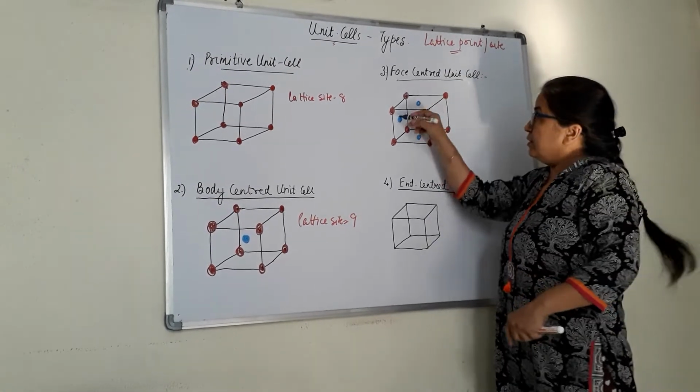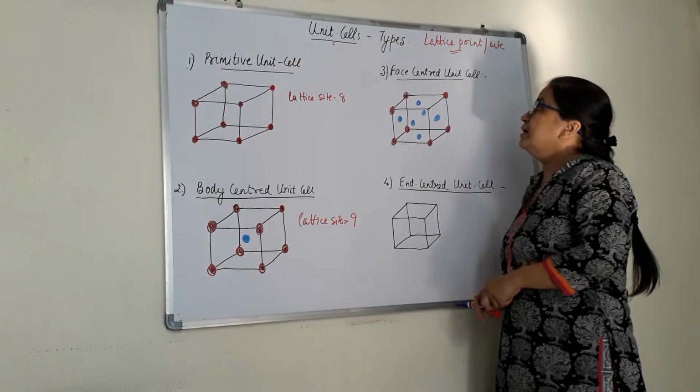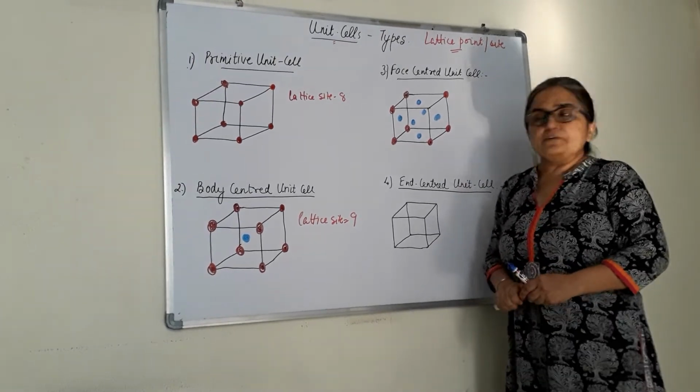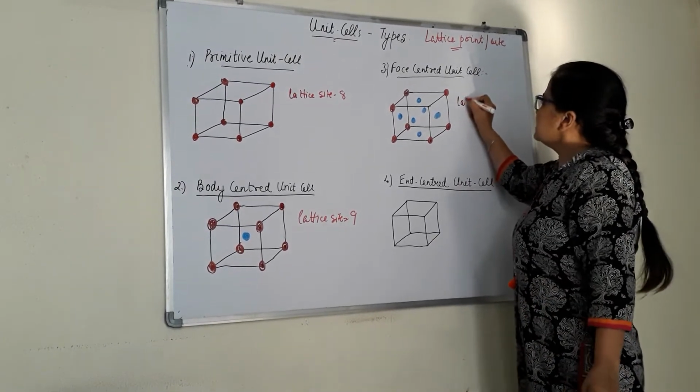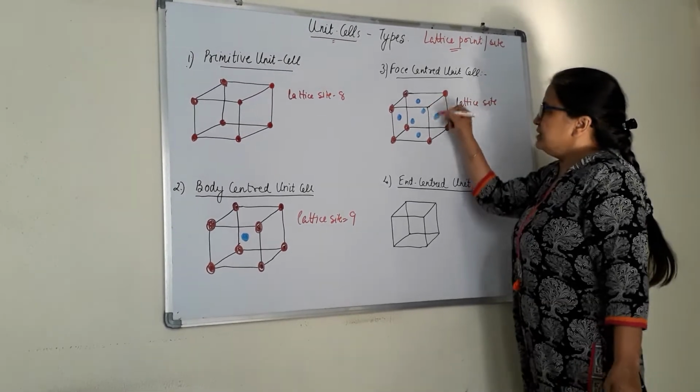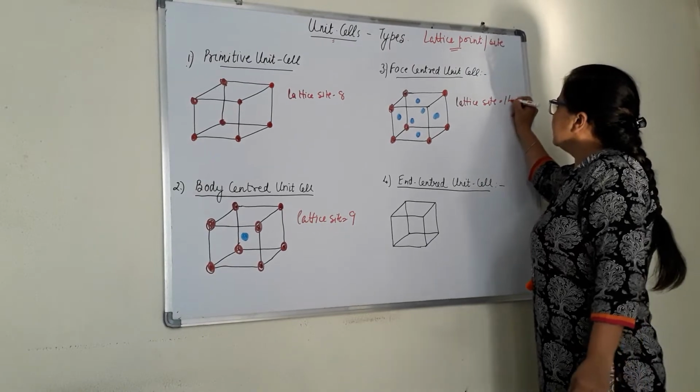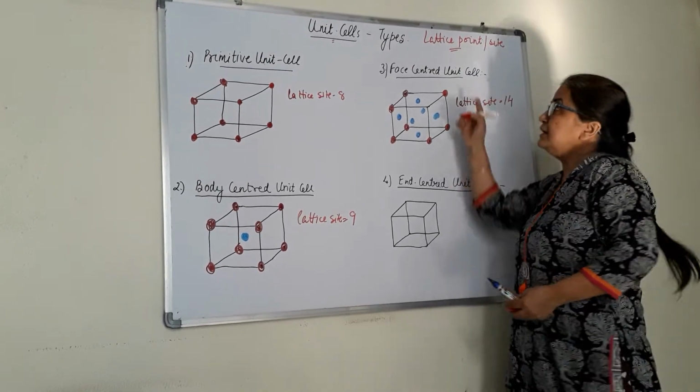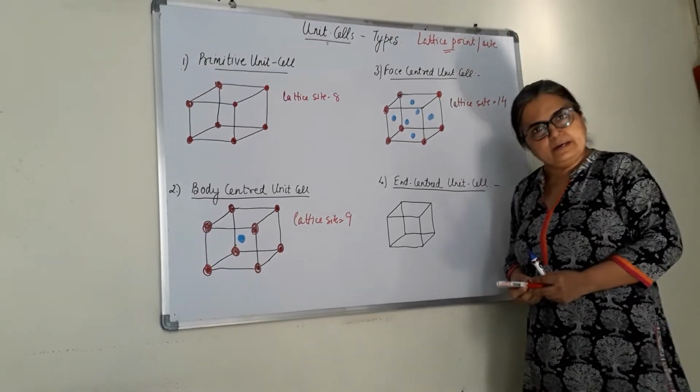So 8 corners are occupied. Apart from that, there are 6 faces. So how many lattice sites are there in this, children? Lattice sites will be 8 plus 6, 14. There are 14 lattice sites present in the face-centered unit cell. Clear till here?